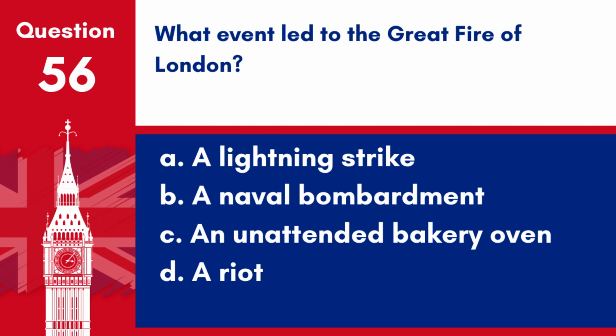Question 56. What event led to the Great Fire of London? A. A lightning strike. B. A naval bombardment. C. An unattended bakery oven. D. A riot. Answer C. An unattended bakery oven. The Great Fire of London in 1666 was caused by an unattended bakery oven on Pudding Lane, leading to a devastating fire that consumed much of the city.